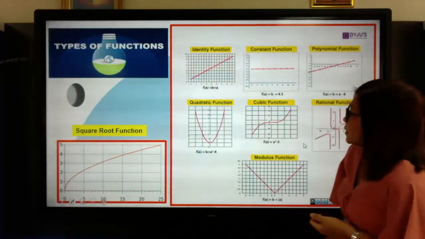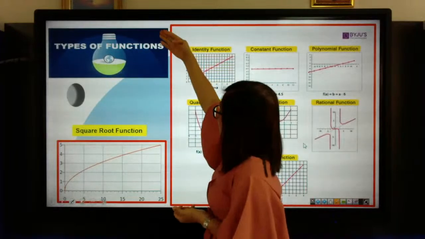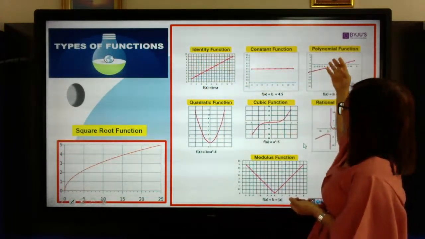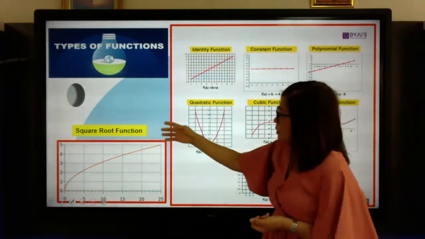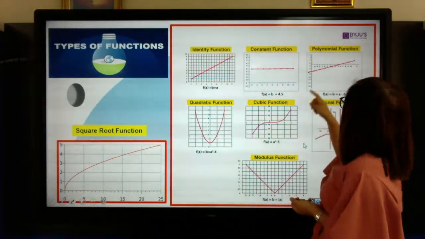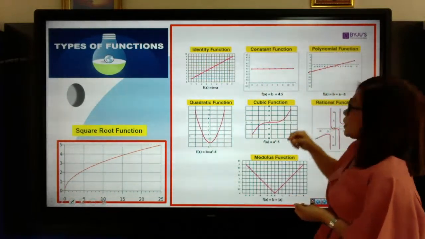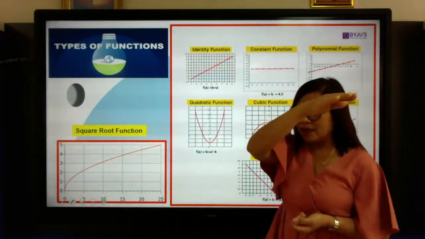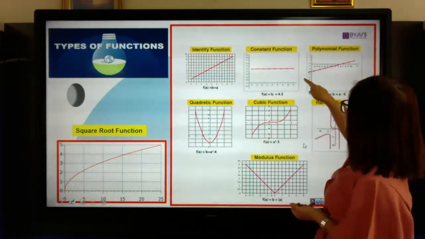Next is this. As a summary of the types of functions, we have here identity, constant, polynomial, quadratic, cubic, rational, modulus function, and square root function. Polynomial function is just this. A linear function, the graph is a diagonal. It can be like this, or it can be like this for polynomial function.